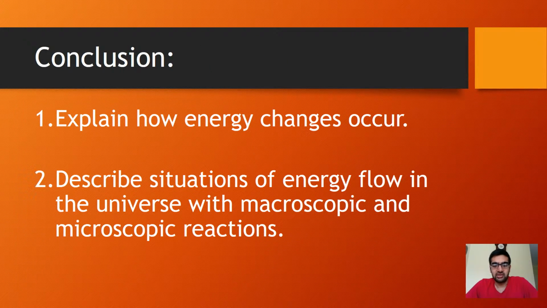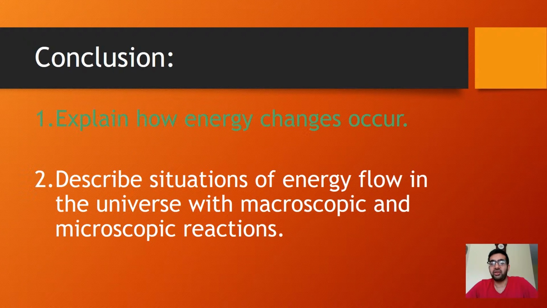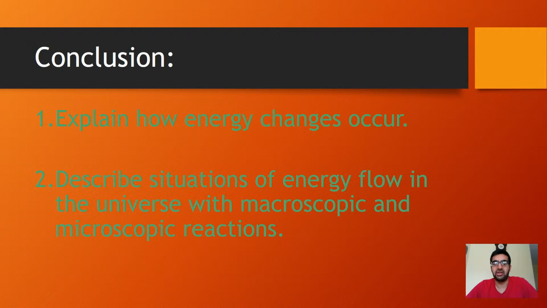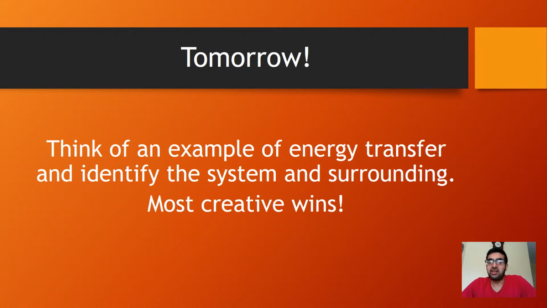But for today, we went over our two objectives. We explained how energy changes occur, flowing with either exothermic or endothermic reactions or system and surroundings. And we described two examples of how energy flows, both at the macroscopic level and the microscopic level with chemical potential energy. So for tomorrow, go ahead and think of an example of energy transfer and bring it to class.